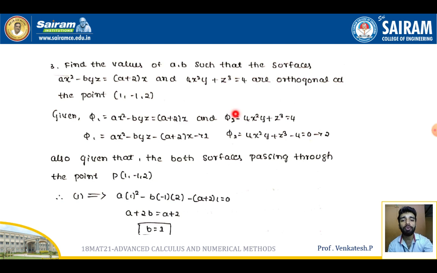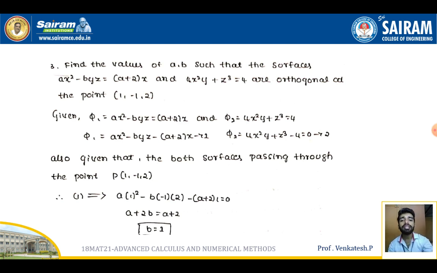Similarly, pi 2 is given by 4x square y plus z cube is equal to 4, or 4x square y plus z cube minus 4. Call this equation number 2. I want to find the constants a and b now. So in this equation, I am going to replace the values of x, y, z from this point. If I replace x is equal to 1, y is equal to minus 1, z is equal to 2 in the pi 1 equation, I will be getting a into 1 square minus b into minus 1 into 2 minus of a plus 2 into 1 is equal to 0. On simplifying this, I'll be getting a plus 2b is equal to a plus 2. A gets cancelled, I got b is equal to 1.